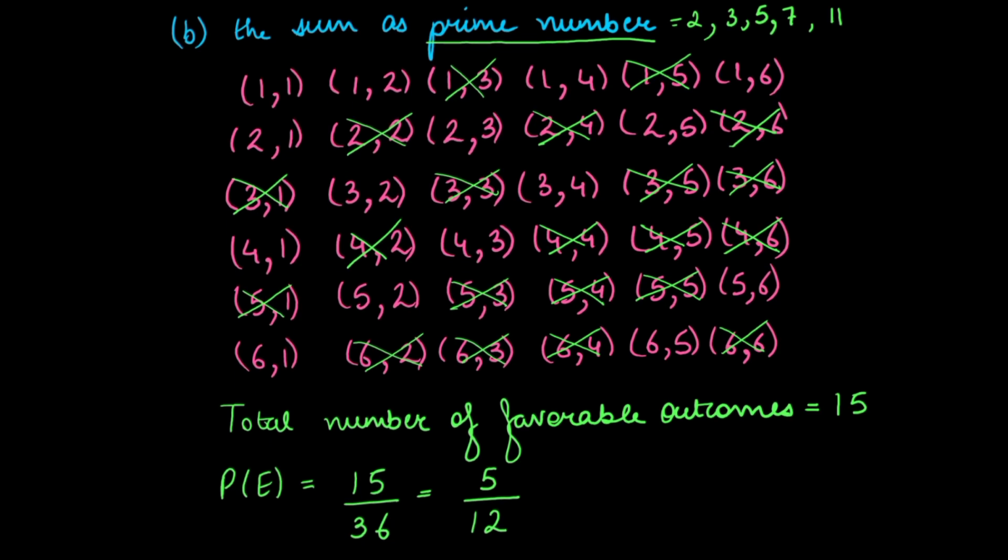So how many favorable outcomes are left after we cancel out all the non-favorable possibilities? 15. So the number of favorable outcomes are 15. Total number of possible outcomes are 36. So the probability that the sum of the two dice is a prime number is 15 by 36. If we cancel out by 3, we get 5 by 12.